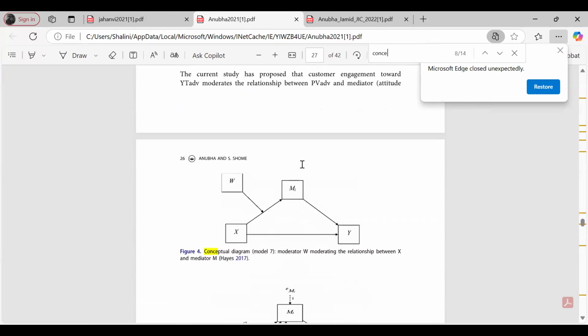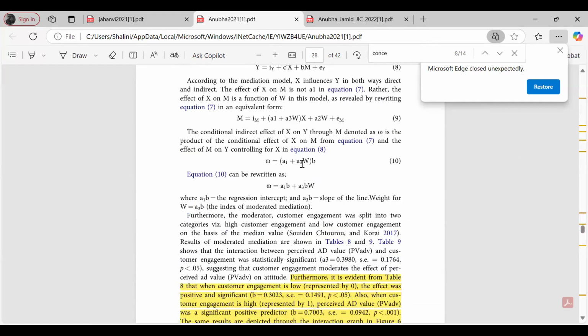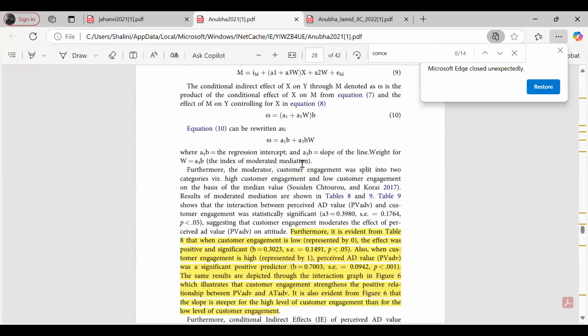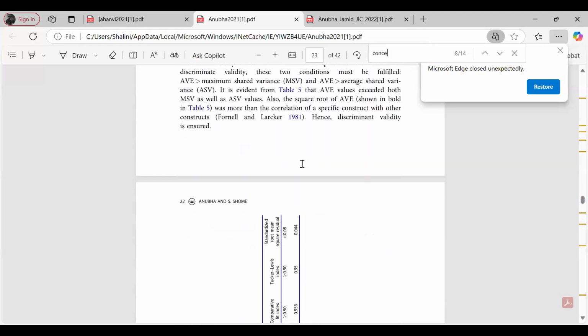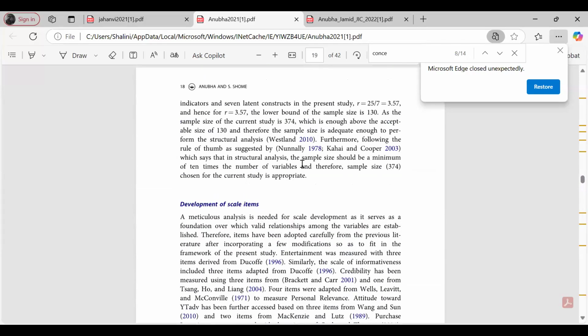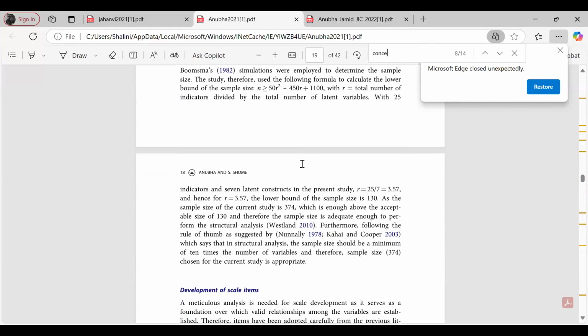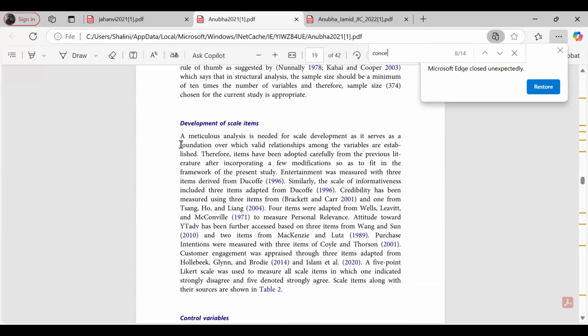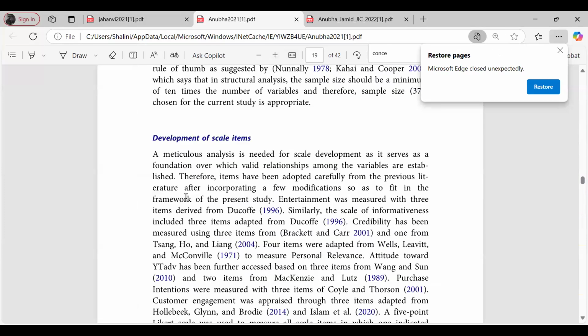Now, if you look at this paper, you directly go to the measures section, which is present in the research methodology section. There you will look at the development of scale items. Either it would be given in the research methodology section as measures, or as the development of the scale items as it is given in this paper. A meticulous analysis is needed for scale development as it serves as a foundation over which valid relations among the variables are established. Therefore, items have been adopted carefully.